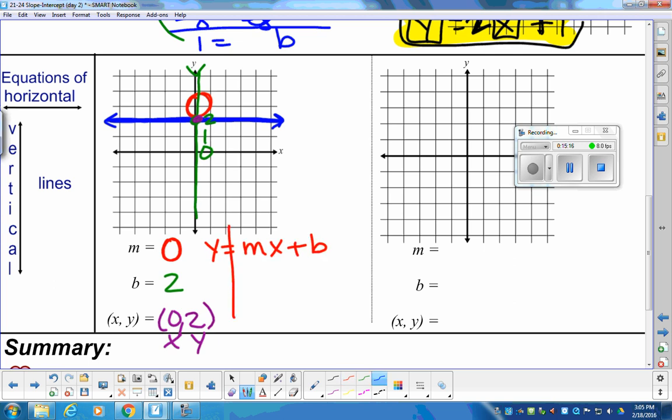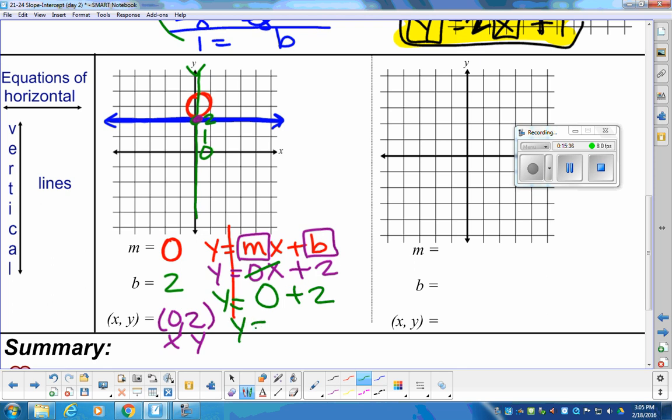So my equation is y equals mx plus b. What would happen if I write the equation? Well, I don't really have to solve anything because I have everything I need here, which is y equals 0x plus 2. I plugged in for m, and I plugged in for b. Well, 0 times x really is just 0, plus 2. Anything times 0 is 0. So our equation is y equals 2, which looks a little funny, but the equation is y equals 2.